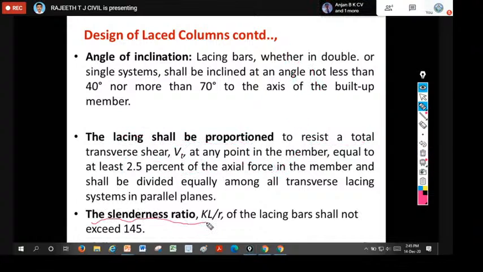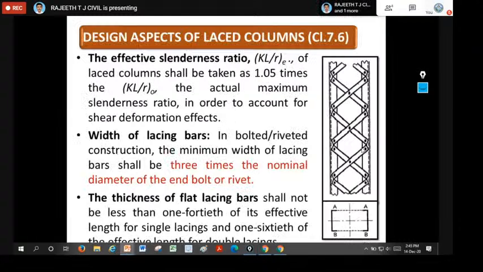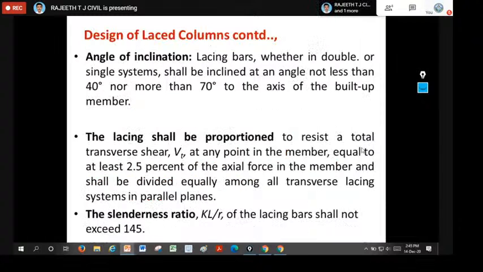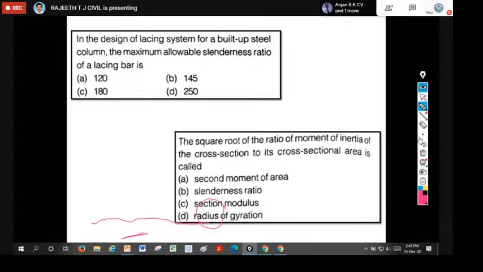Then for the slenderness ratio of the lacing bar, what is the maximum slenderness ratio we can restrict it to? Here the value is 145 according to the code. From the last two slides, we have seen some aspects of the design of laced columns, where we have discussed the effective slenderness ratio, the width of the lacing bar, the thickness of the lacing bar, the angle of inclination, the load carried by the lacing bar, and also the maximum slenderness ratio for lacing bars, which should not exceed 145. It should be less than 145. So we'll see one review question on this, the lacing bars.